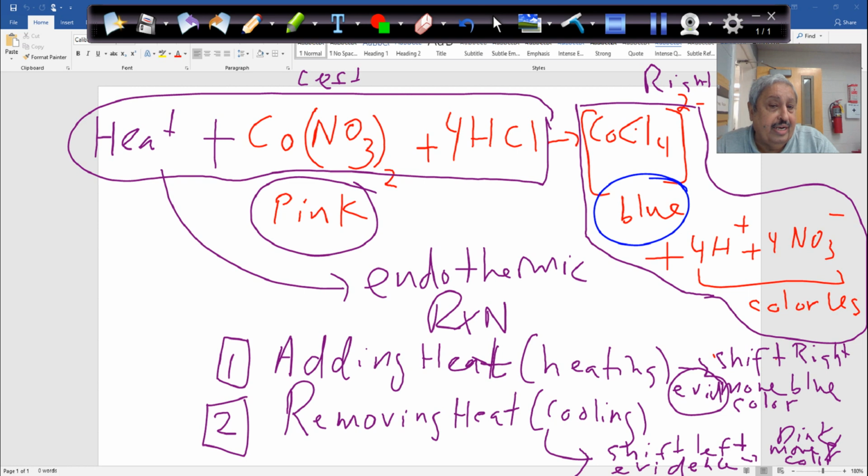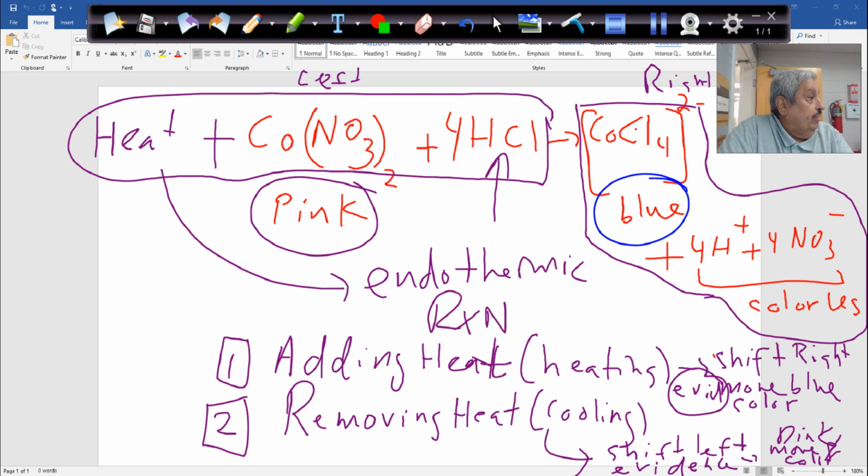And you can add to this, what will happen if you add more HCl? That's not here, but if you add more HCl, where will the shift be? To the right, because HCl is already here. When you add more HCl, you put more stress on the side where you added it. Where is HCl found? It is found on the left side. So the shift will be to the area with the least stress. So it will be to the right.